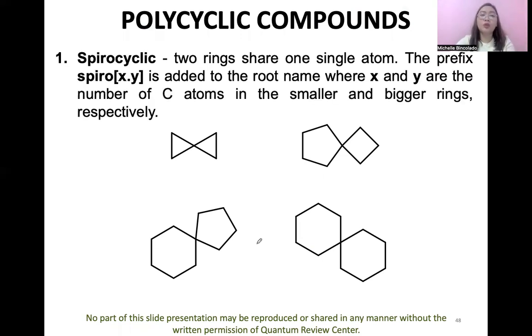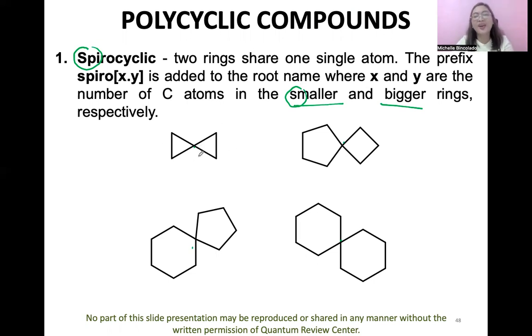Type 1 is what we call spirocyclic, wherein 2 rings share 1 single atom. Ayan guys, so 1, 1, 1. O diba lahat sila may single atom. So we attach the prefix spiro [X.Y], saka square bracket, where X and Y are the number of carbon atoms in the smaller and bigger rings respectively. Ako guys, tinatandaan ko dyan, spiro, smaller. Okay, di ba? Para silang S, S, S. Okay? So let's give the names, guys, of the following.